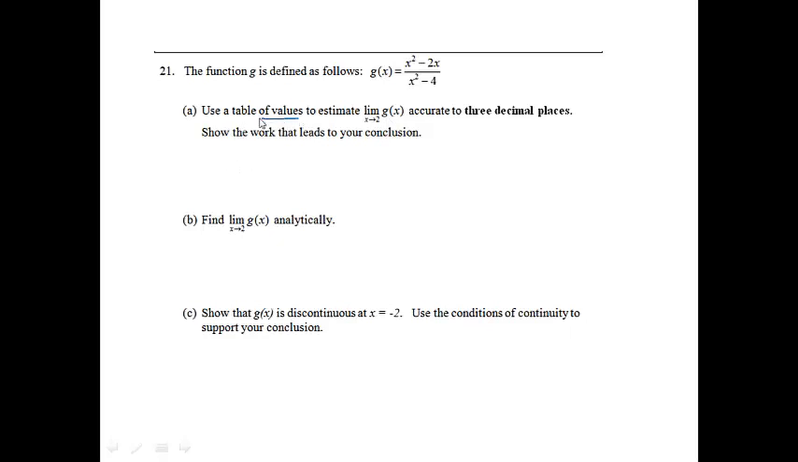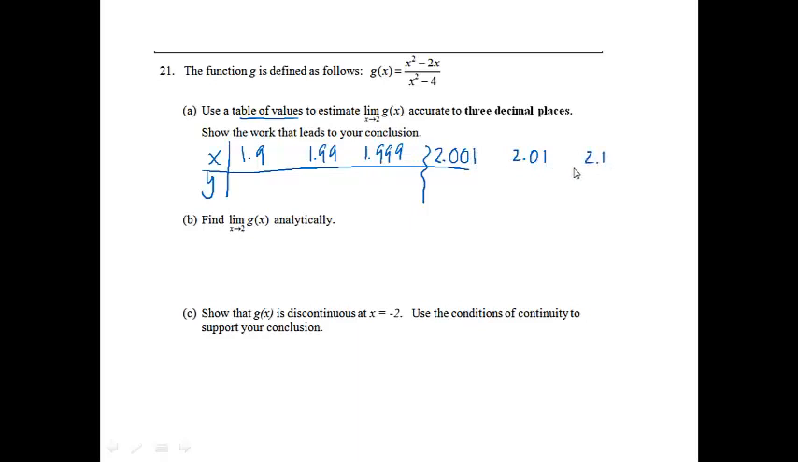Okay, if it asks me for a table of values, I'm going to do a table of values. And I need to do things close from the left getting to 2 and then to the right. So coming in from the left, I'll have 1.9, and then 1.99, and then 1.999. Again, of course, I can't plug in 2 because that will give me an undefined answer. But then I can use 2.001, and then 2.01, and then 2.1. So that's what I'm going to plug in for my x's.